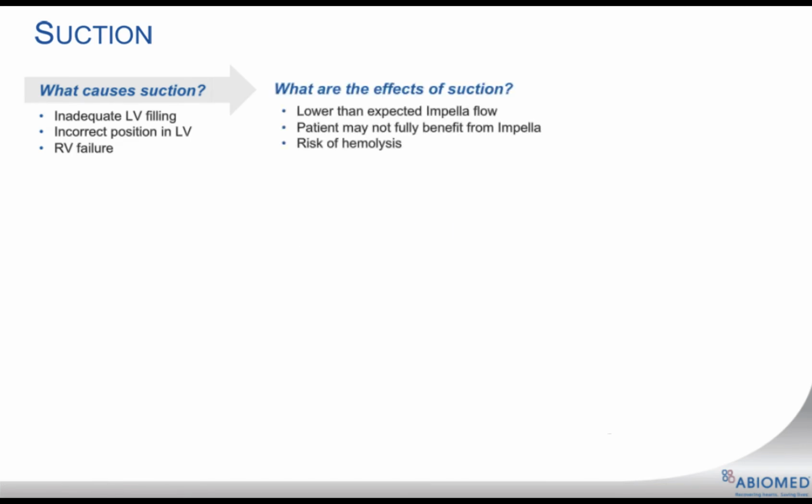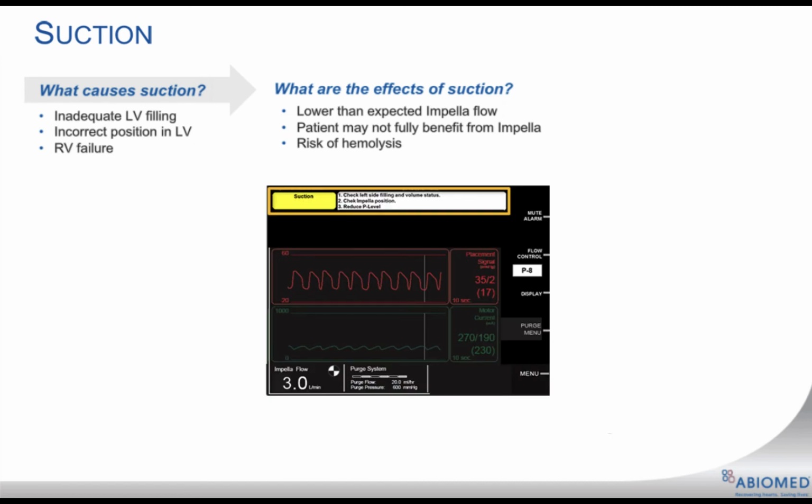Suction can cause lower than expected Impella device flow, and patients may not receive the full benefit of Impella support. Suction may occur if the inlet area is incorrectly positioned in the left ventricle. For example, if the catheter is too far in the left ventricle, or if it is lodged in the papillary muscle, blood flow to the inlet area may be restricted. Suction can also be caused by inadequate filling of the left ventricle due to poor right heart function, inadequate volume status, or obstruction.